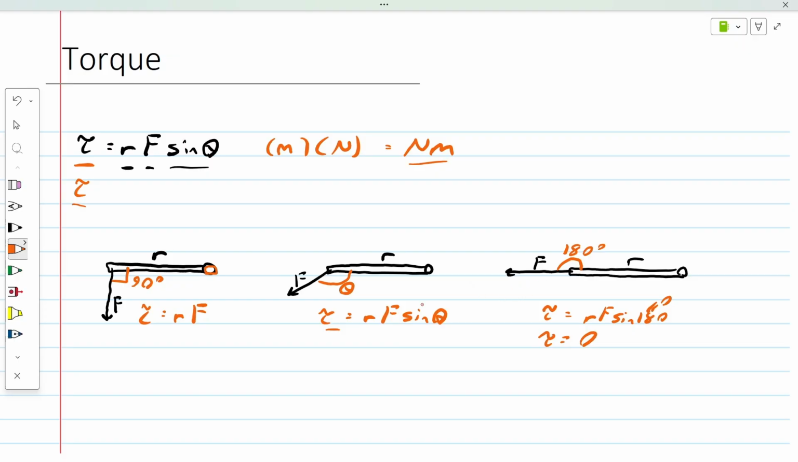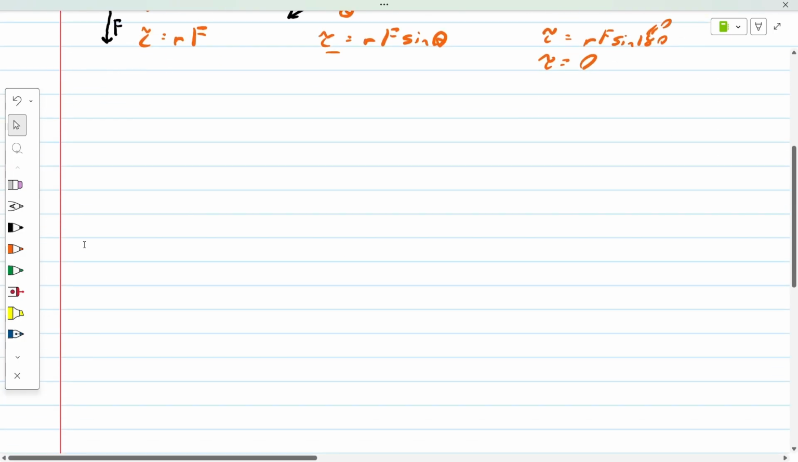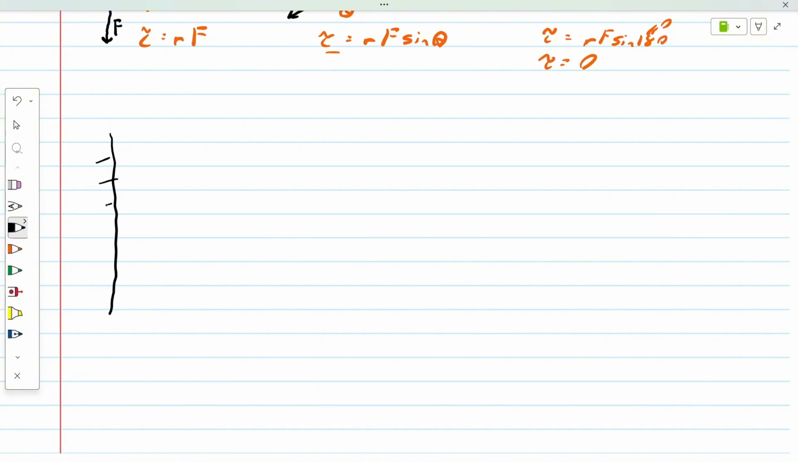So let's talk about how we can use force diagrams for this. Let's say we had a situation where there was a wall and some beam coming off of it, and we wanted to calculate the net torque. We wanted to use a free body diagram. Usually a free body diagram just has one point and some forces coming off it like this. But in this case, our forces might not be at the same point.